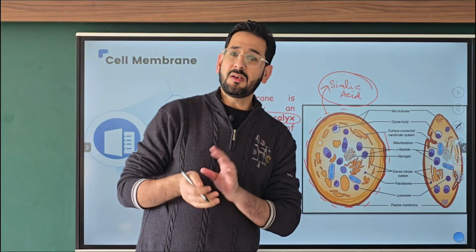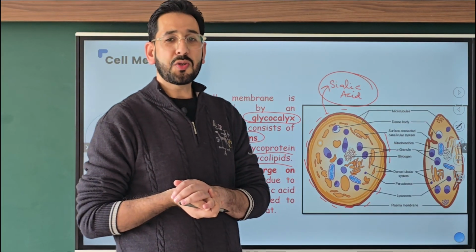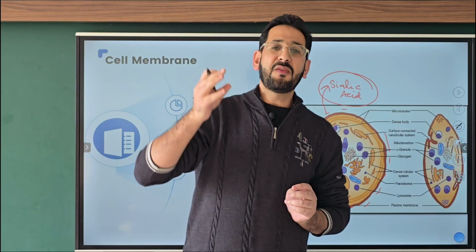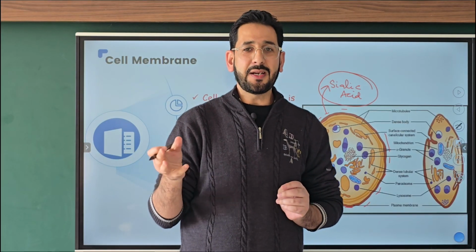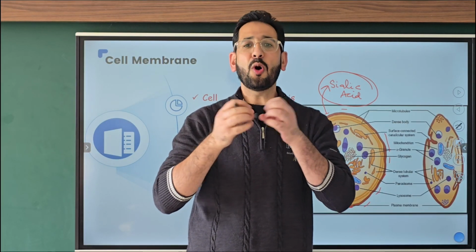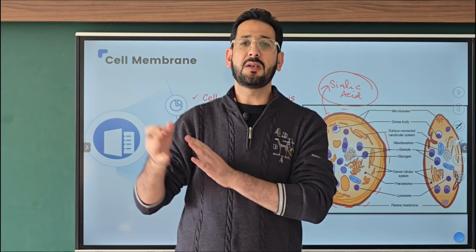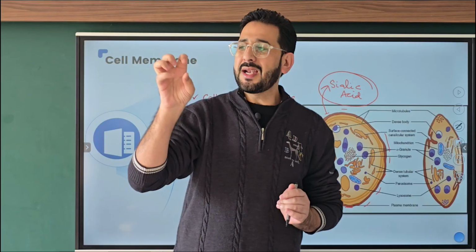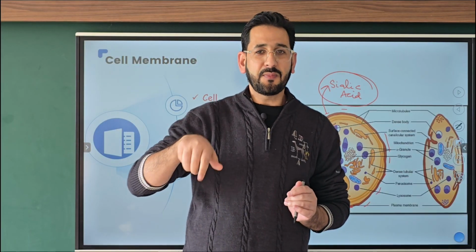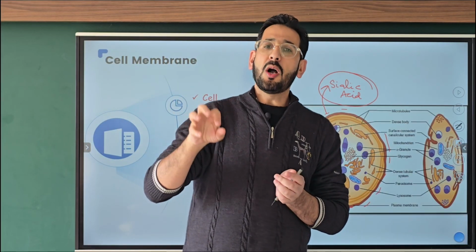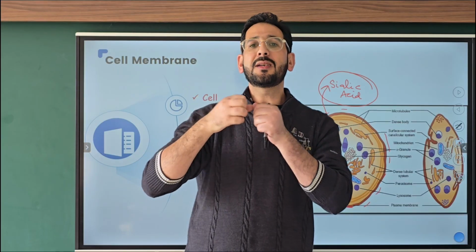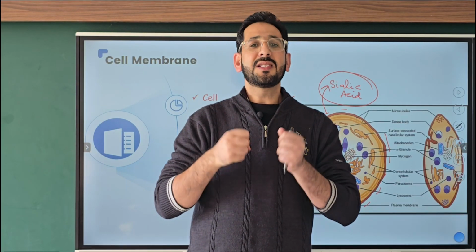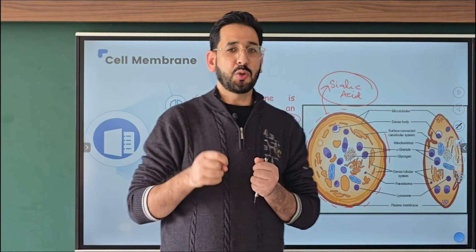Now what is the significance of this negative charge? It will repel the platelets from each other. It will prevent the aggregation of platelets, or the sticking of platelets to each other, in the normal circulation, because in the normal circulation we don't want the platelets to stick to each other. They would form a clot in the normal circulation. So in order to prevent that sticking of platelets to each other in the normal circulation, we have sialic acid giving the negative charge to the platelets.